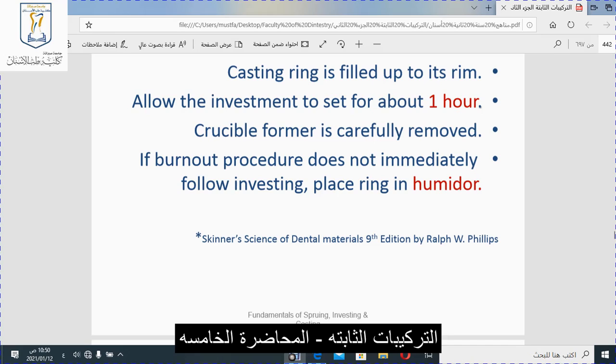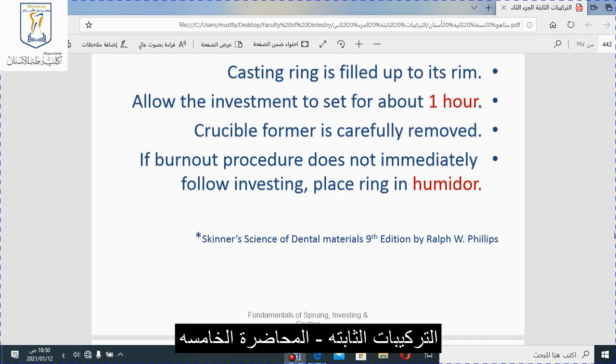The burnout must be immediately after investing. If burnout does not follow immediately, the crucible former is carefully removed. One hour is given for the setting of the investment. The crucible former base, which is held by the screw, must be removed. If it is a metal screw, apply a little heat to soften it, and then it is removed, being careful not to break the investment during removal. If it is a wax screw, it will be eliminated during the burnout procedure.